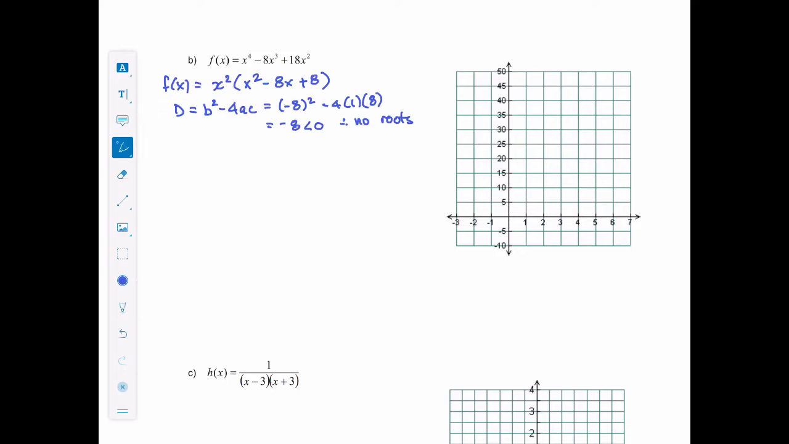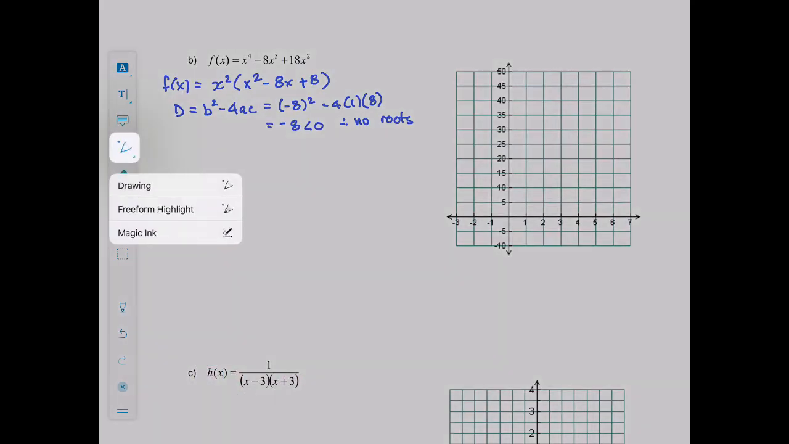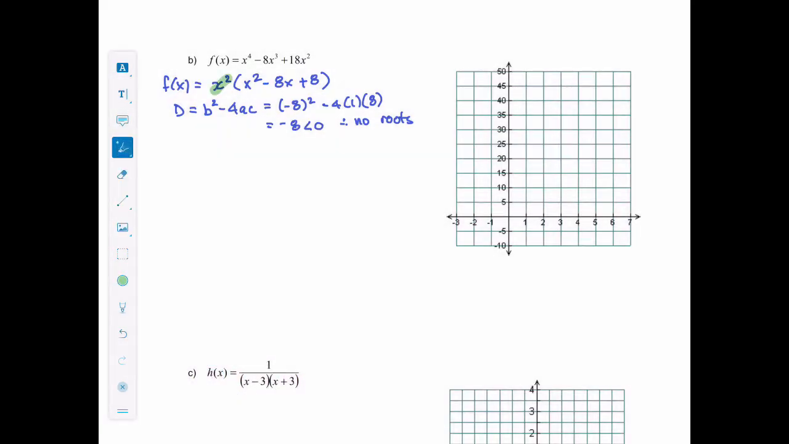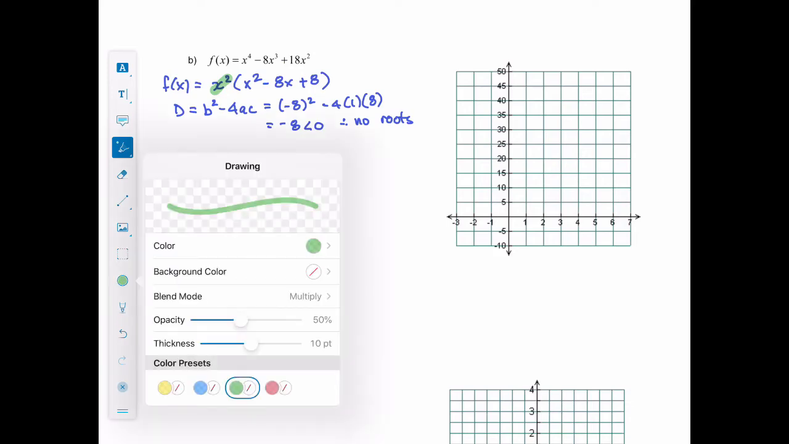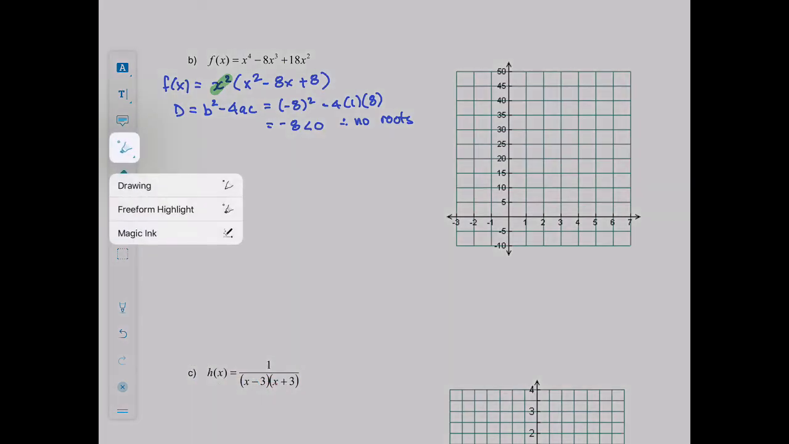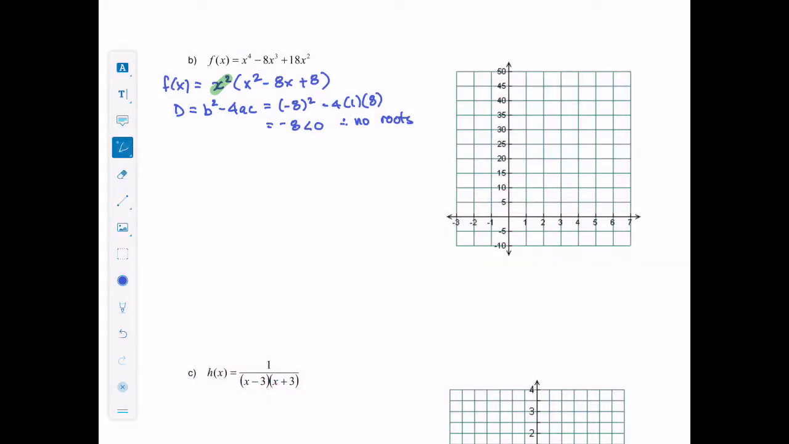So if that's the case, our graph is going to look something like this. Remember this part here? That's an order of 2. And that x-intercept's going to be at 0. So what does that mean for us? It means that we have an x-intercept of (0, 0).